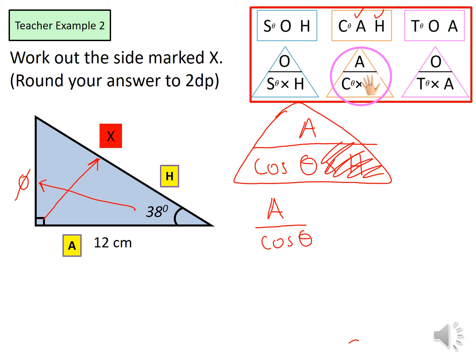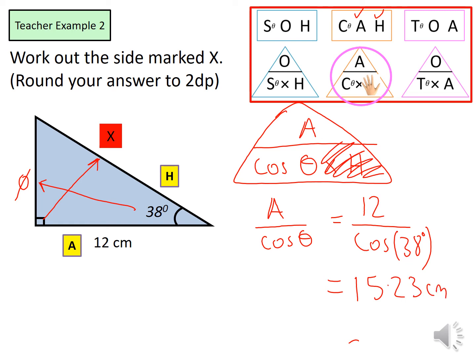So now you can substitute in your values. What is adjacent? Adjacent is 12 centimeters over cos theta. What is my angle? My angle is 38 degrees. You put that into your calculator and you should get an answer of 15.23 centimeters to 2 decimal places.